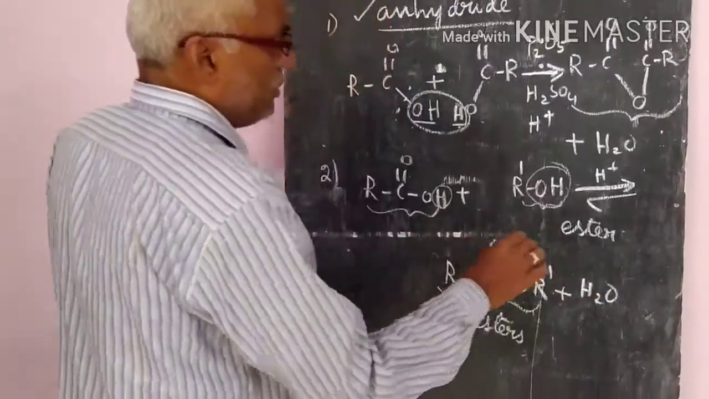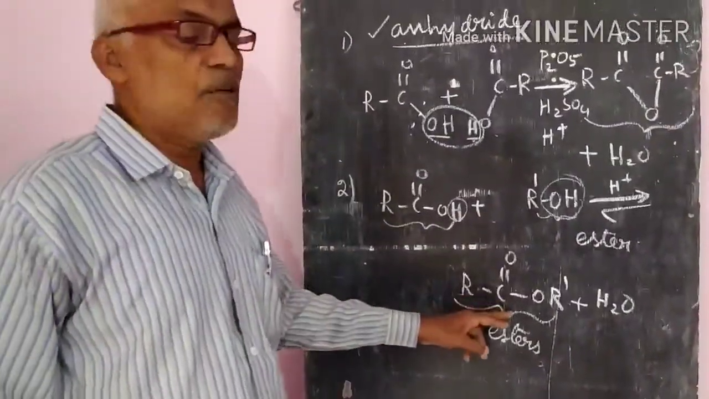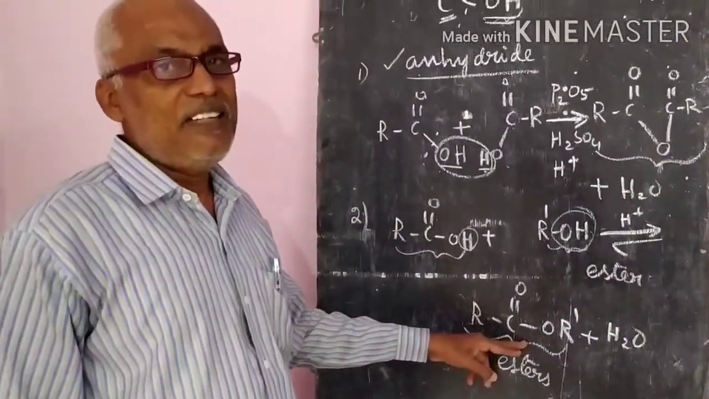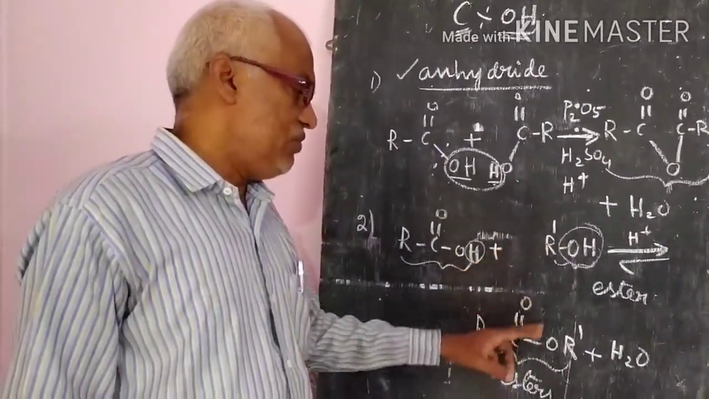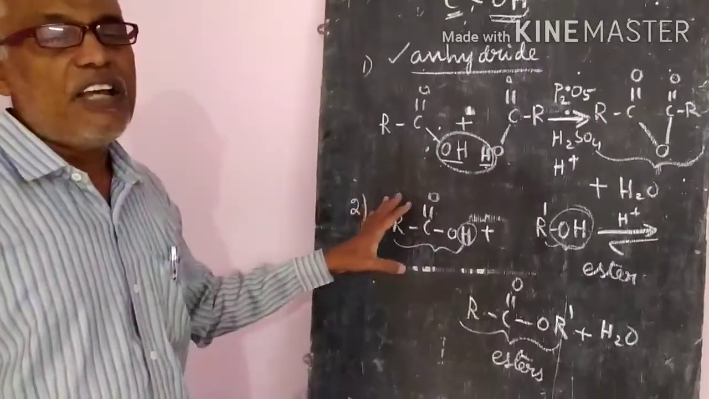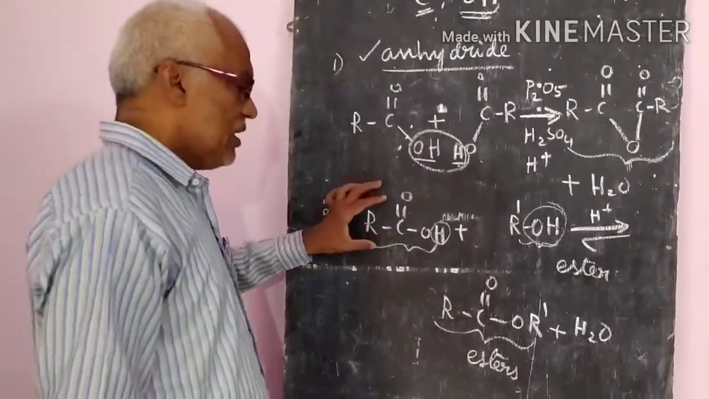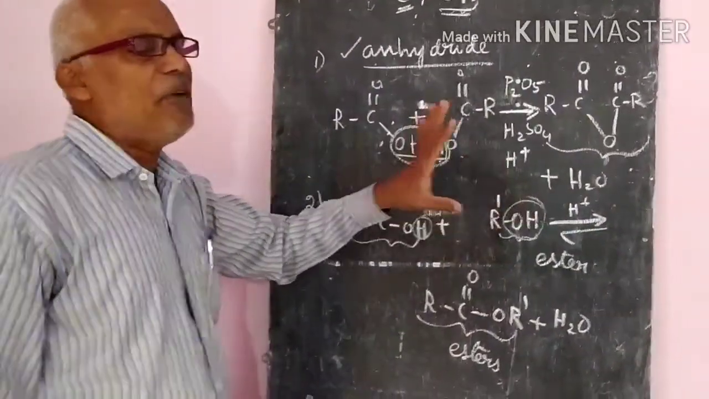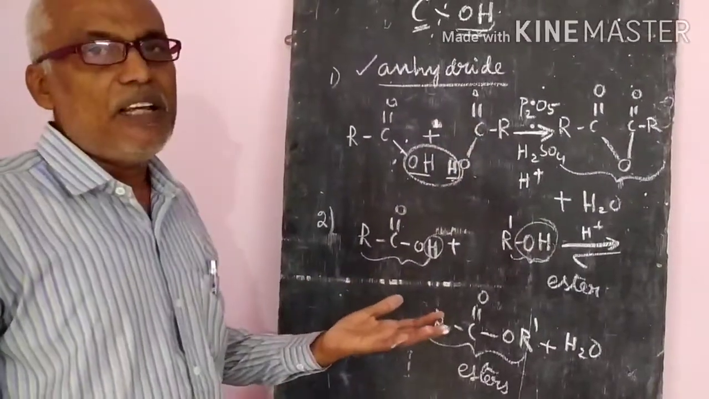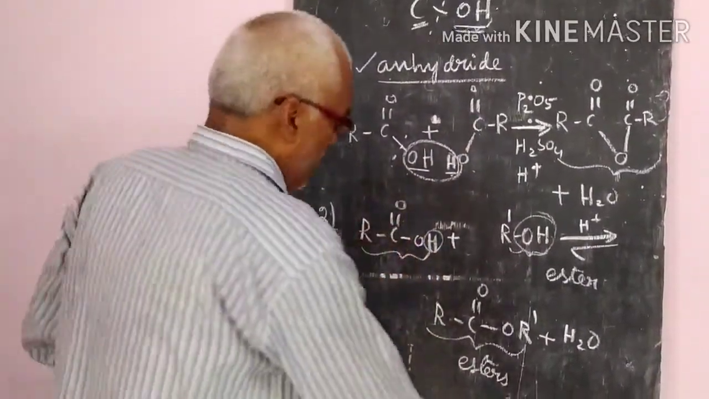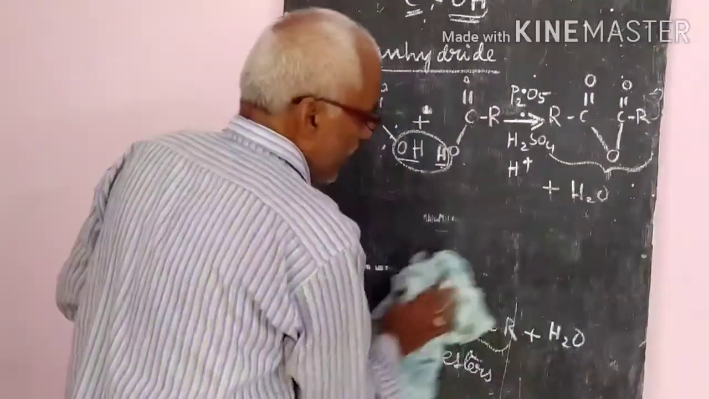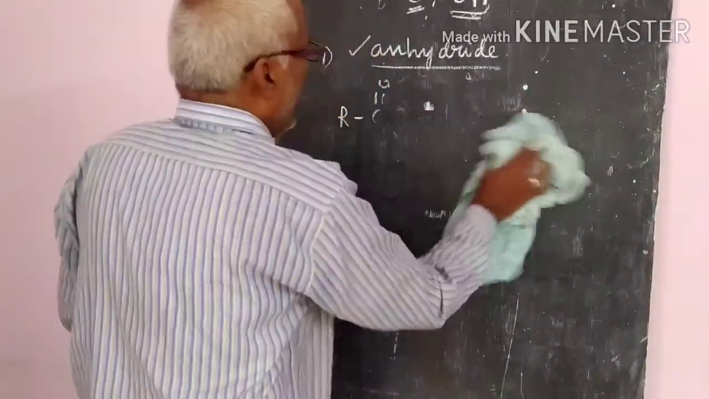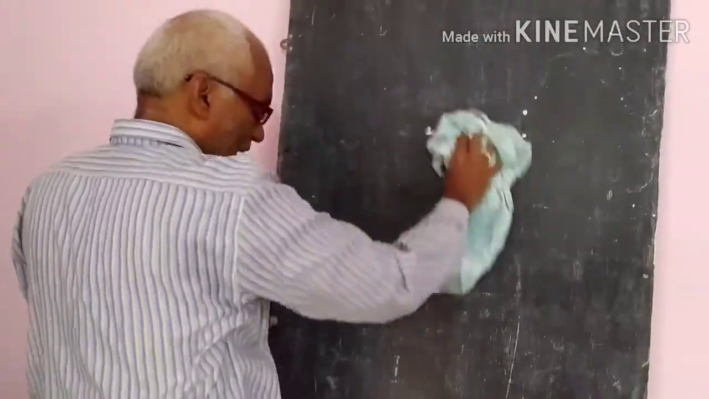This reaction, formation of ester, gives sweet or scented smells. All these things come under esters. So we call this reaction esterification. There is also a mechanism, where protonation takes place. Let us see, at the end, the mechanism of this formation of esters. So these are the 2 reactions.